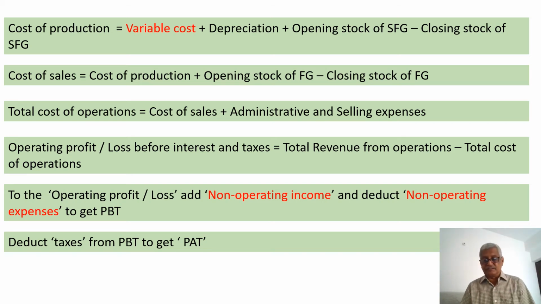That is what semi-finished goods are. And naturally, deduct the closing stock of semi-finished goods. That is, as on 31st of March, whatever semi-finished goods are available on the last day of the financial year, its value has to be reduced. We get what is called the cost of production.